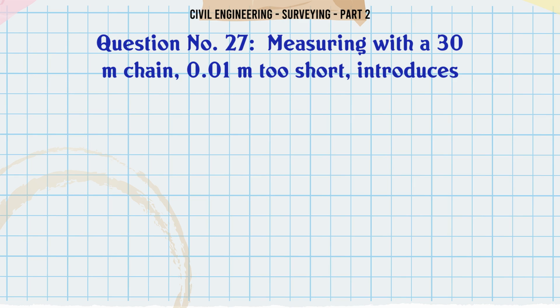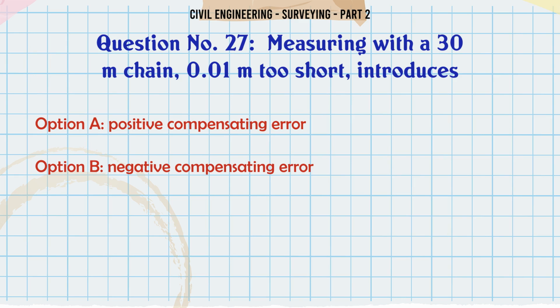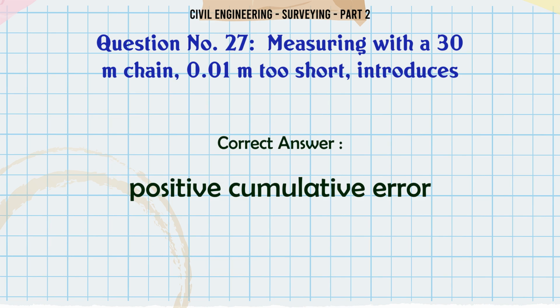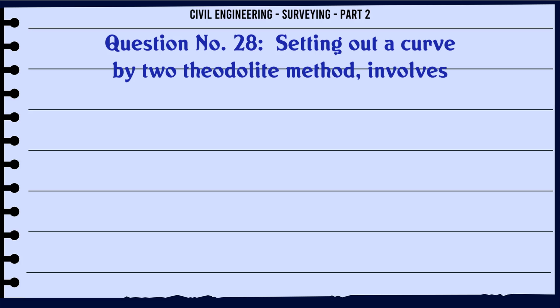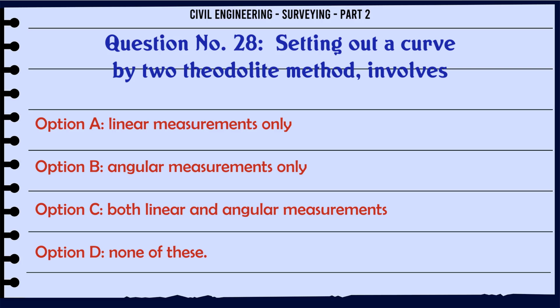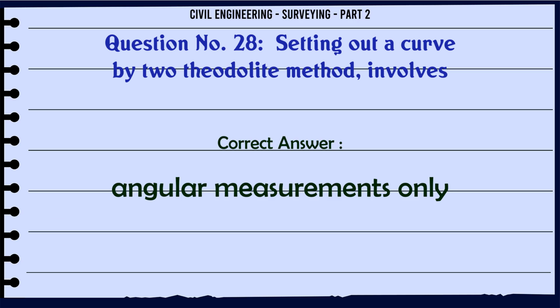Measuring with a 30 m chain 0.01 m too short introduces A. positive compensating error, B. negative compensating error, C. positive cumulative error, D. negative cumulative error. The correct answer is positive cumulative error. Setting out a curve by two theodolite method involves A. linear measurements only, B. angular measurements only, C. both linear and angular measurements, D. none of these. The correct answer is angular measurements only.